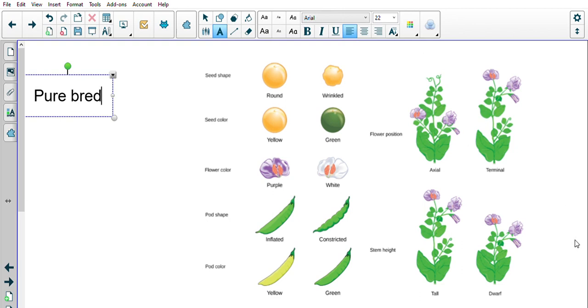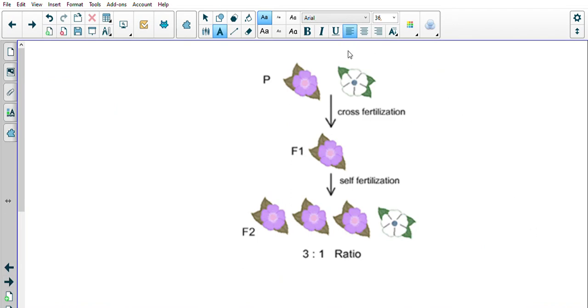So yes, that is where this came from in terms of where he started. So let's take a little example to see what he did. Here's an example where he took a purebred purple flower and a purebred white flower. All the rest of the plant was exactly the same: the pea shape, the pea color, the height, the shoot, the peas.